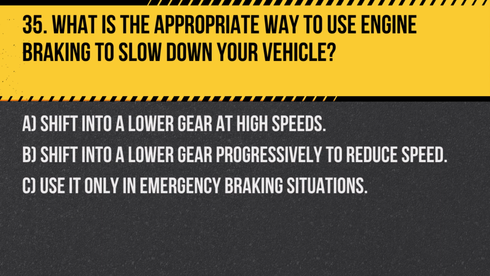Question 35. What is the appropriate way to use engine braking to slow down your vehicle? A. Shift into a lower gear at high speeds. B. Shift into a lower gear progressively to reduce speed. C. Use it only in emergency braking situations. Answer B. Shift into a lower gear progressively to reduce speed. This method helps control vehicle speed without relying solely on the brake pads.